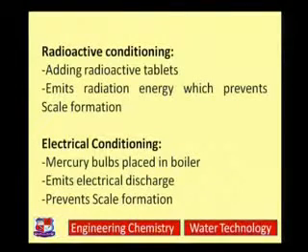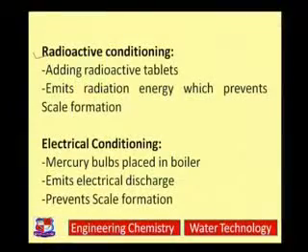The other two internal treatment methods are radioactive conditioning and electrical conditioning. In radioactive conditioning, some radioactive tablets are added in the boiler which emit radioactive radiations, and this radiation splits the scale forming compound particles into small particles. And in electrical conditioning, mercury bulbs are placed in the boiler, and by electric discharge scale formation can be prevented.